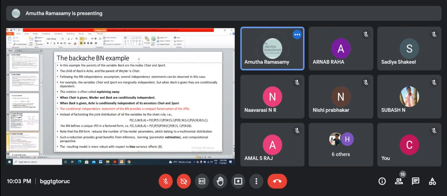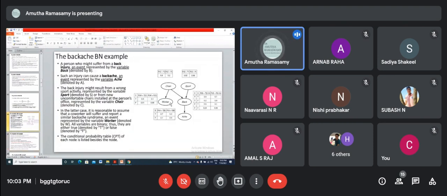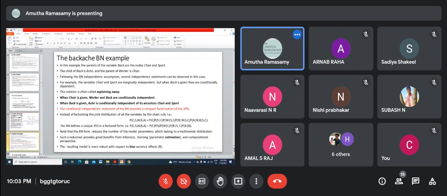And the parent of worker is chair. So who is the parent for the worker? Because from chair only it is evolving. So this is the child, this is the parent. Following the Bayesian independence assumption, several independent statements can be observed. The variables chair and sport are marginally independent.